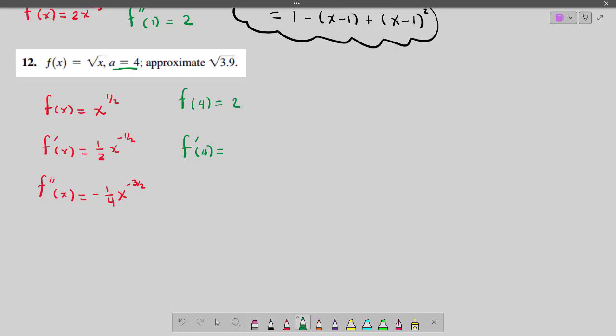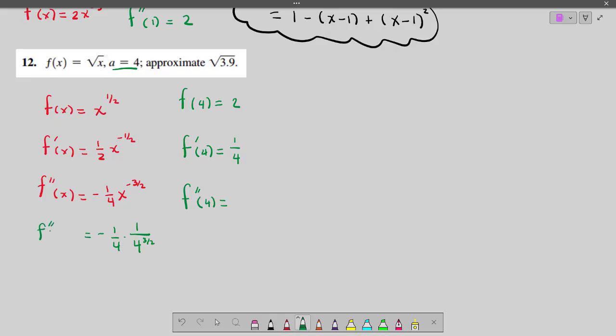F prime of 4. You plug in a 4 right there, square root, so we get a fourth. Square root of 4 is 2, but it's in the denominator. F double prime of 4. So maybe we should look at this one more carefully. So this is 1 over, so we're going to have 4 to the 3 halves in the denominator.